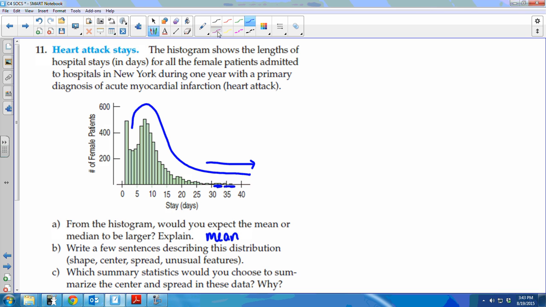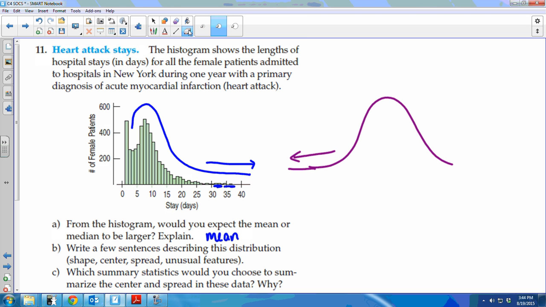If the tail went the other direction, then I would expect the tail to pull the mean down, okay? So keep that in mind. I don't know how much it's going to pull it down. I don't have the exact data. I don't know how much it's going to pull it up. But I just know that because of that tail and that skewness, you're going to cause one measure to be larger than the other.